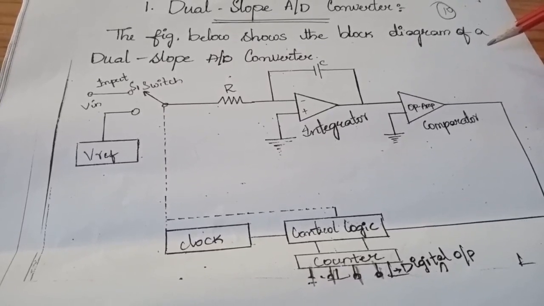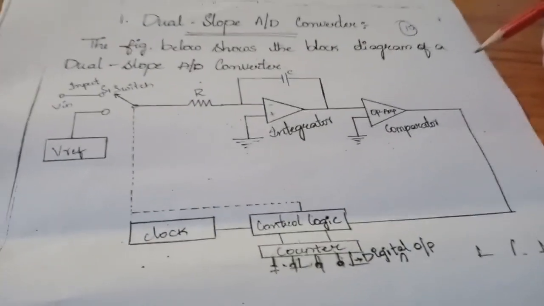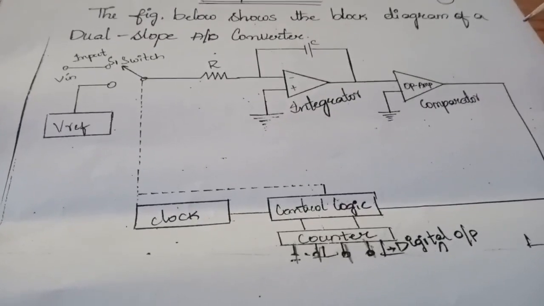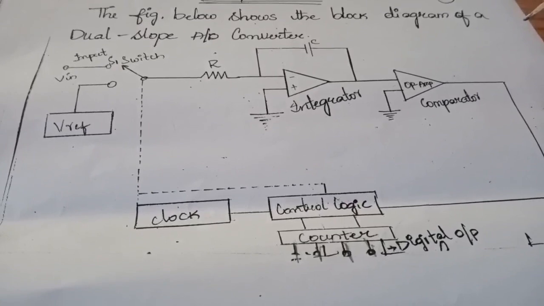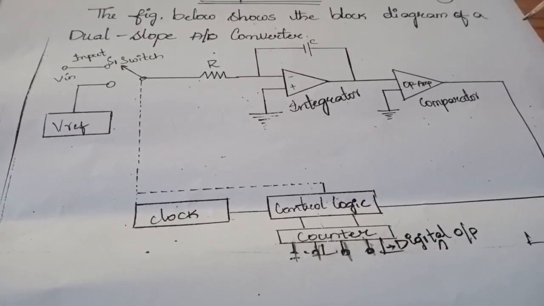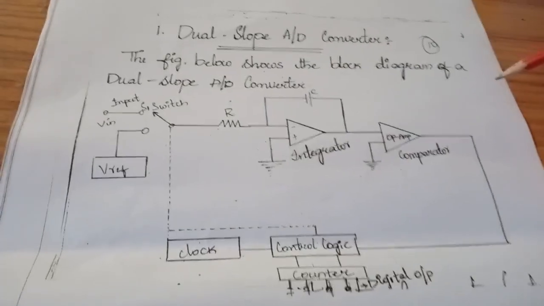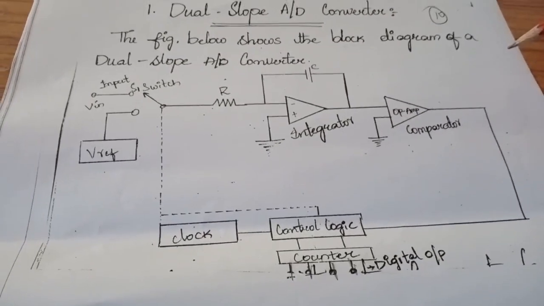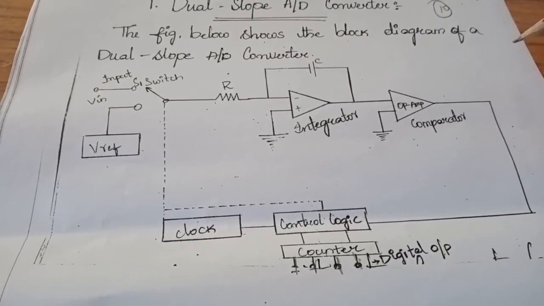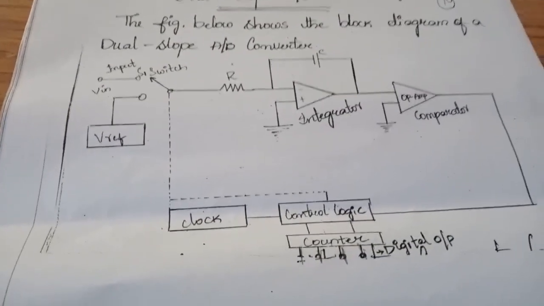After that you should write the diagram, which consists of different important components: switch, then integrator, then comparator, clock, control logic, and finally a very important block, the counter, which will be giving us the digital outputs. Okay, now first, how the operation starts.